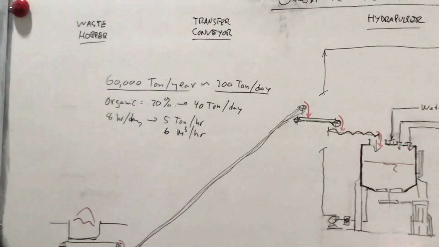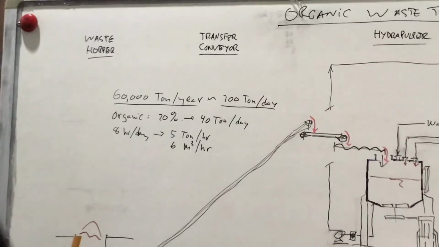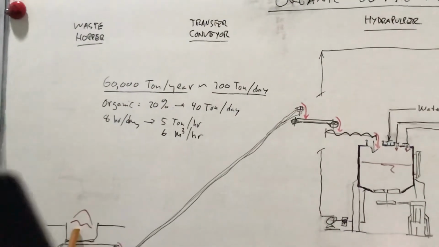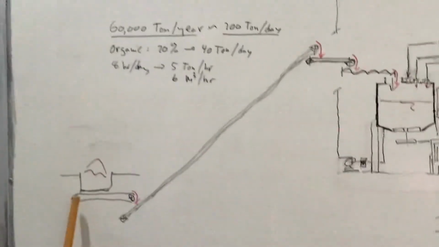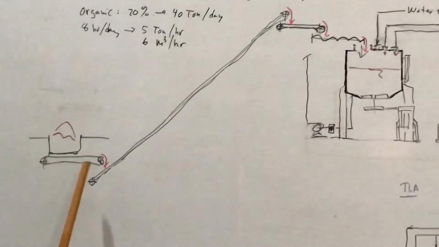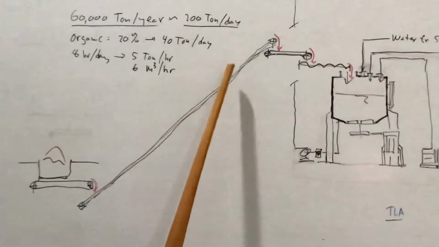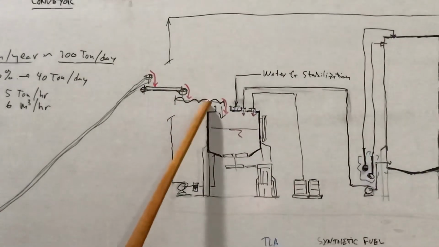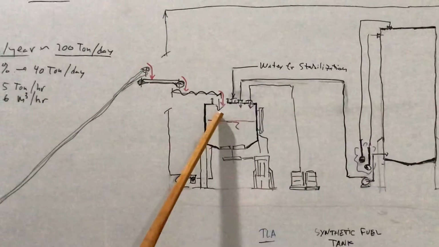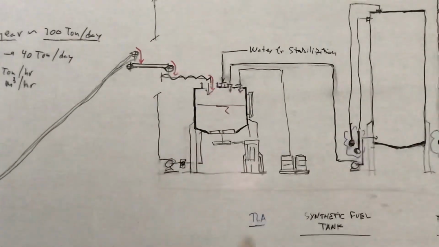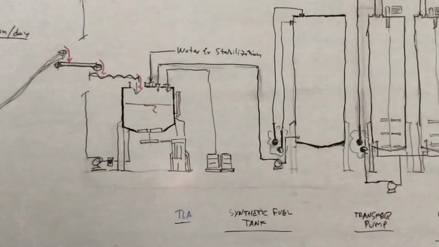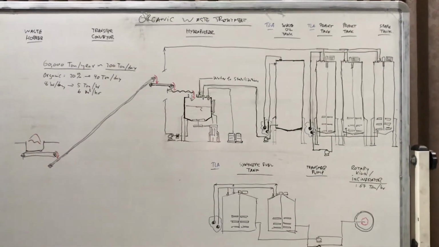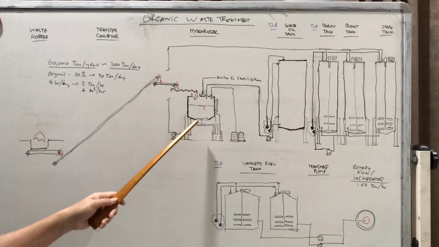First, the solid waste, we dump to this hopper, and underneath the hopper there is a conveyor, transfer to the next conveyor, and continue to the screw conveyor, going to what we call the hydropulper. The hydropulper is to pulverize the solid material.